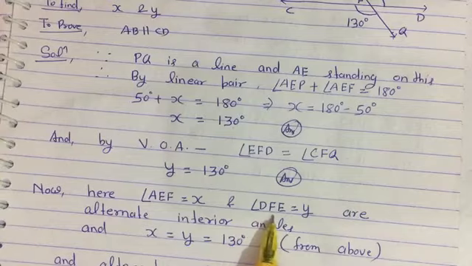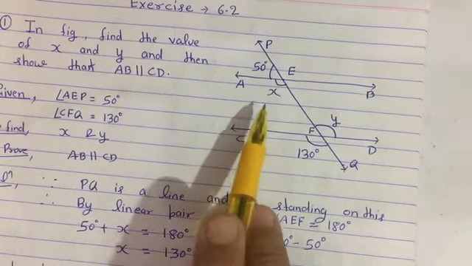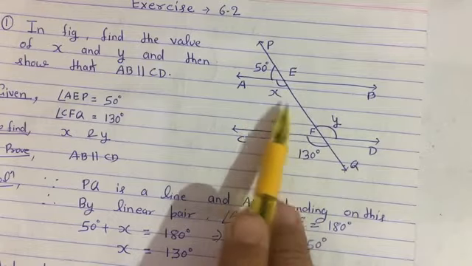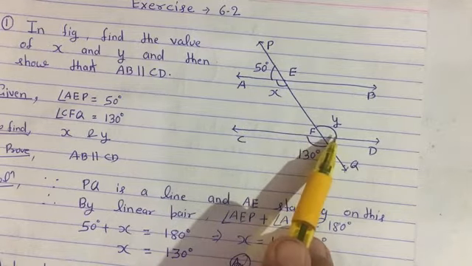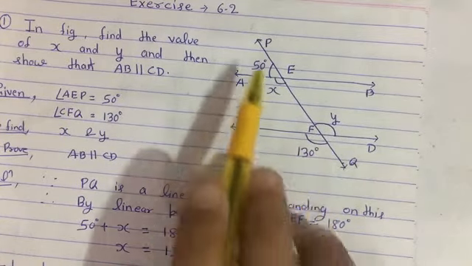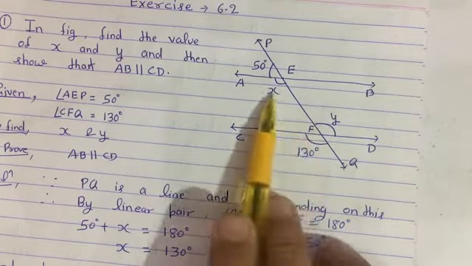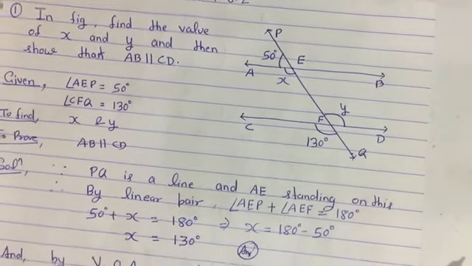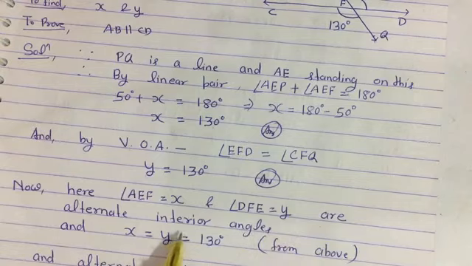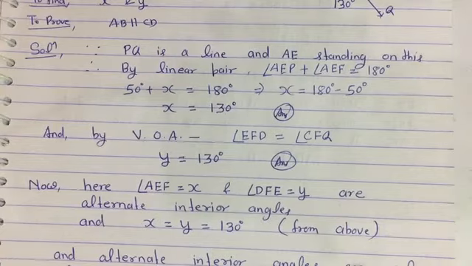Angle DFE is equal to y, and by the figure you can see very properly that x and y are alternate interior angles. You know the definition of alternate interior angles? When two lines are intersected by a third line, then the interior angles on the opposite sides are alternate interior angles. Okay, and the main thing is what?